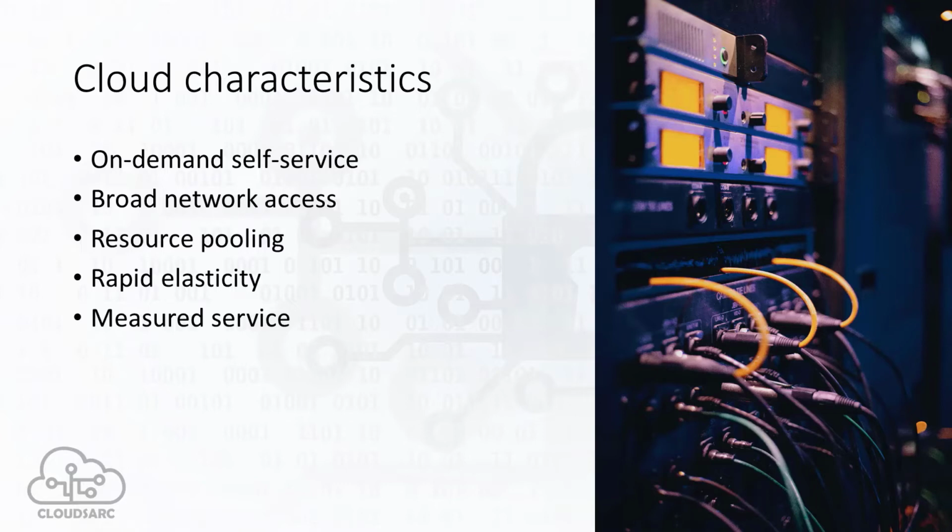Resource pooling. The provider's computing resources are pooled to serve multiple consumers using a multi-tenant model, with different physical and virtual resources dynamically assigned and reassigned according to consumer demand. Rapid elasticity. Capability can be elastically provisioned and released, in some cases automatically, to scale rapidly outward and inward on demand. Measured service. Cloud systems automatically control and optimize resource use by leveraging a metering capability appropriate to the type of service, for example, storage, processing, bandwidth, and CPU usage. Resource usage can be monitored, controlled, and reported, providing transparency for both the provider and the consumer.